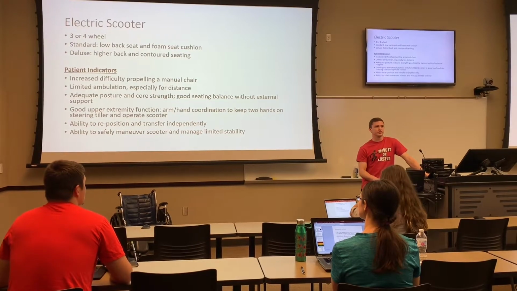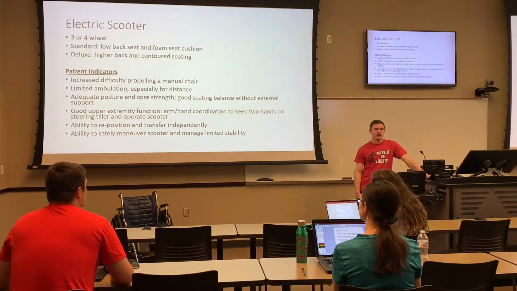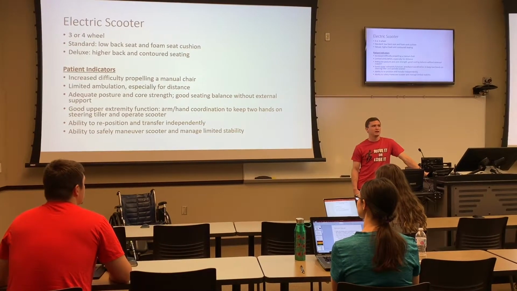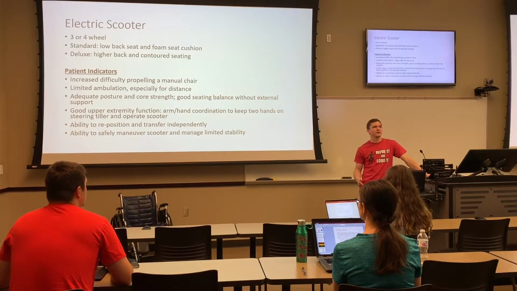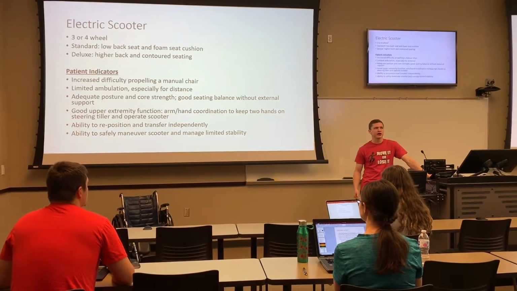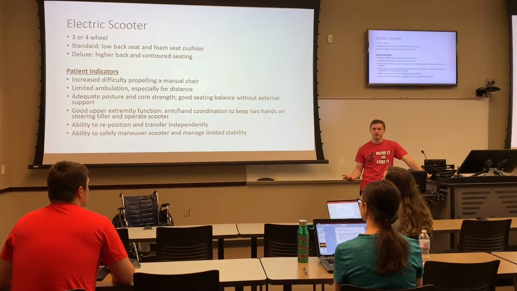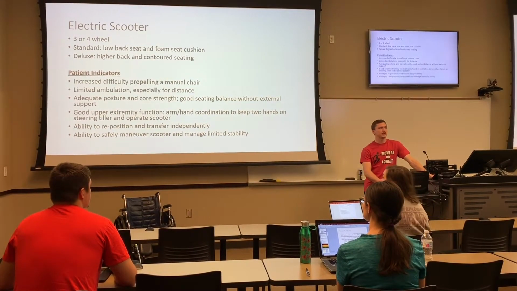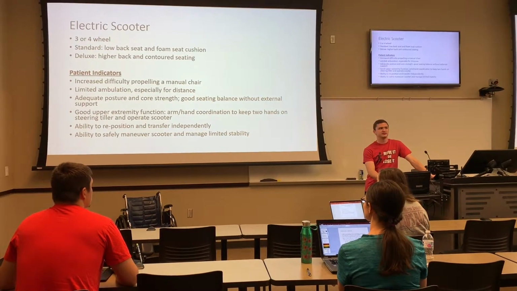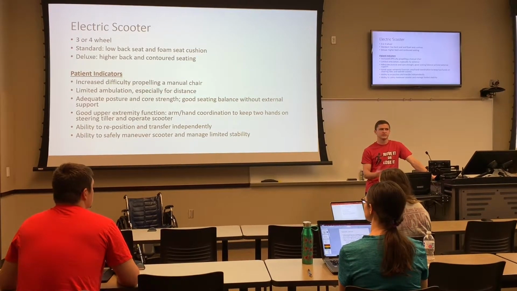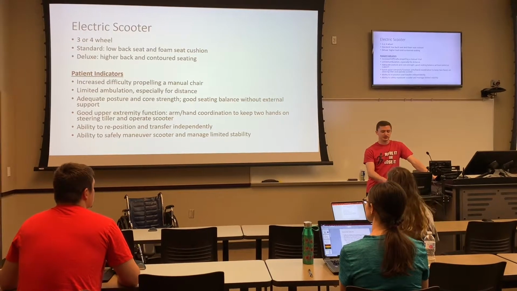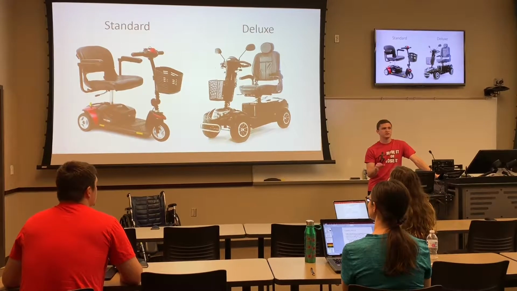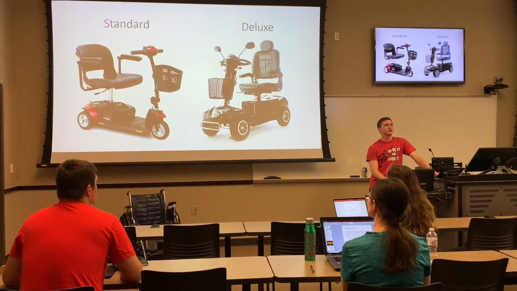The next chair is an electric scooter. This is a 3 or 4 wheel chair. It has a basic seat and back cushion. This is indicated when a patient might not have the upper body strength to move themselves around, but they still have adequate core posture and strength, as well as upper extremity mobility to move themselves around in this chair. Patients in this stage typically still have the ability to reposition themselves and transfer independently in and out of the chair. And so here on the left, you can see the standard chair, your basic, and then on the right is more of a deluxe version of this power scooter.